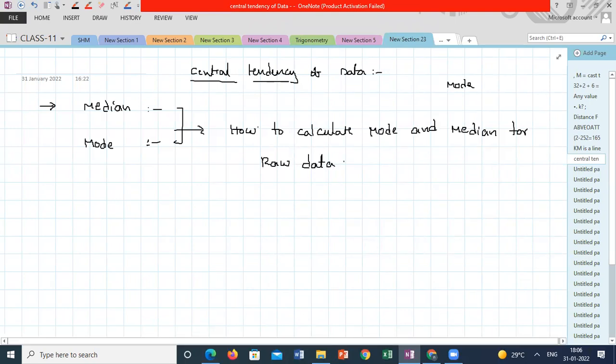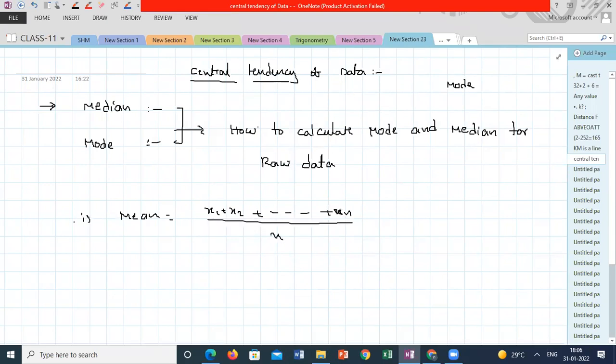Anyone? I'm giving 2 minutes time. For raw data, how to calculate these values? You know how to calculate the mean. The mean of raw data is x1 plus x2 plus and so on xn divided by n. This is the calculation of mean.